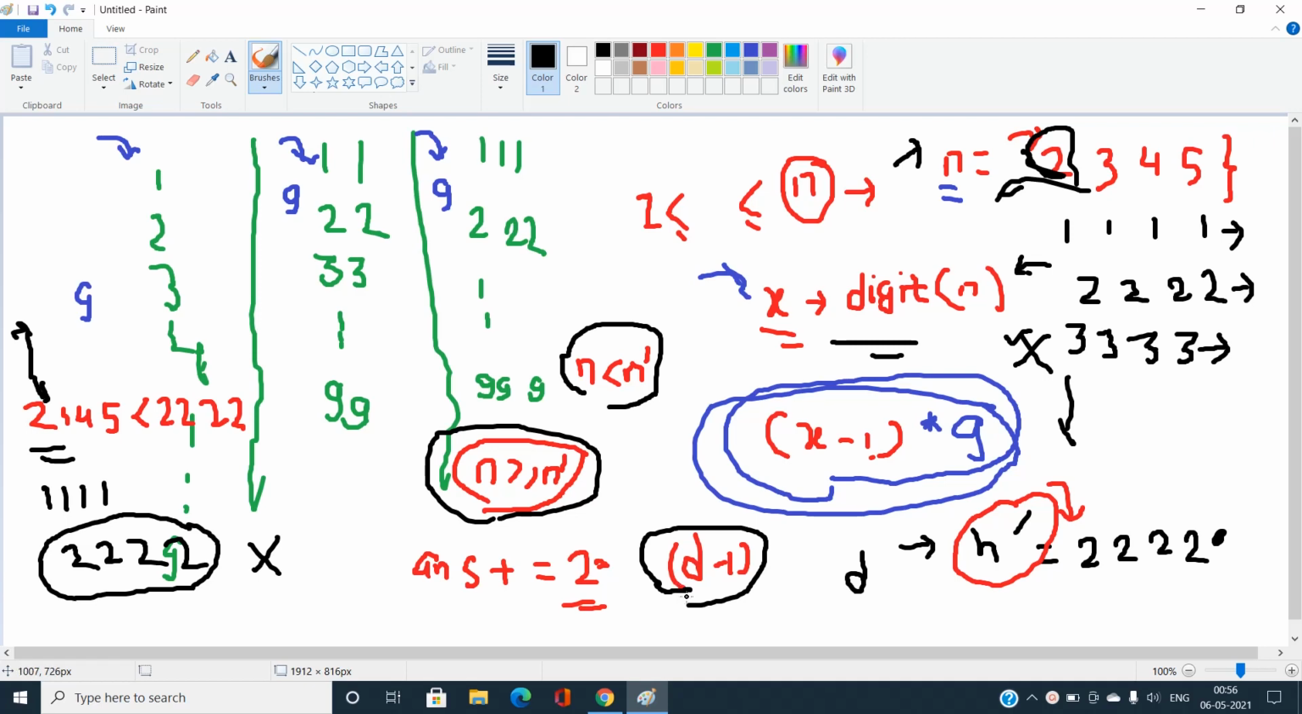And the reason behind this is that I will include all the numbers like 1 1 1 1, 2 2 2 2, and so on up to the very first digit count, where d is the very first digit of this number n.